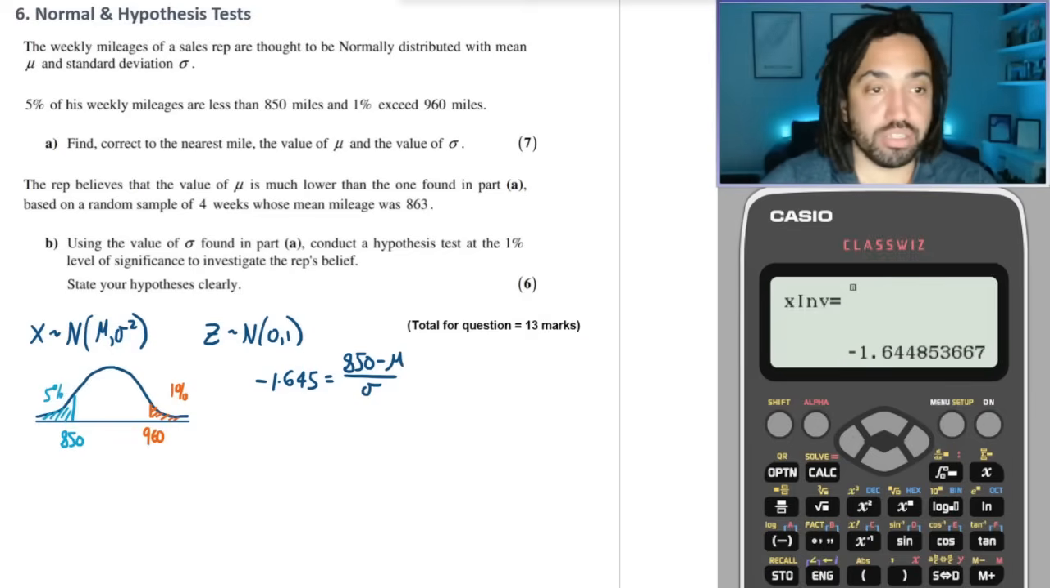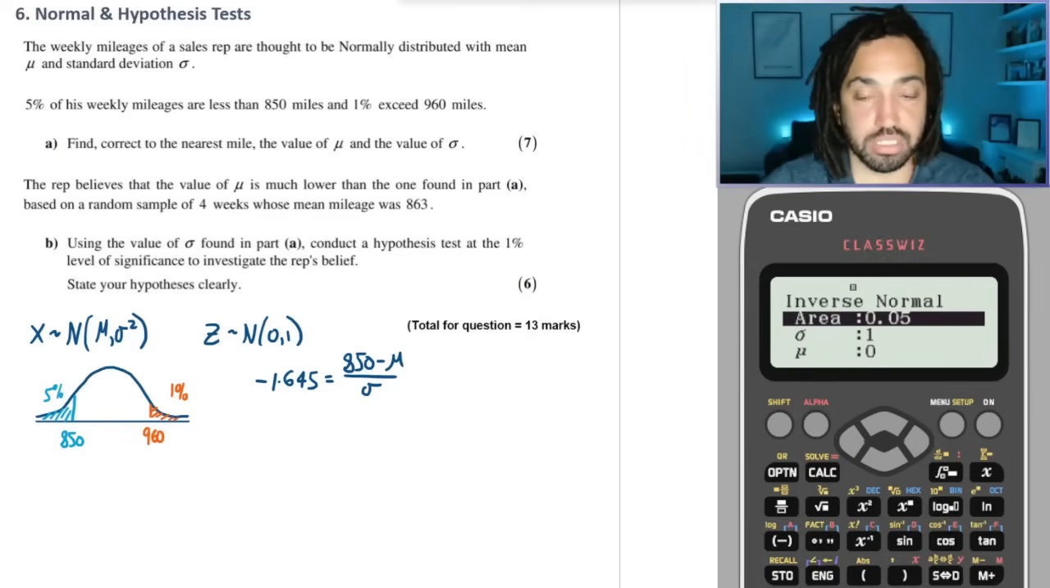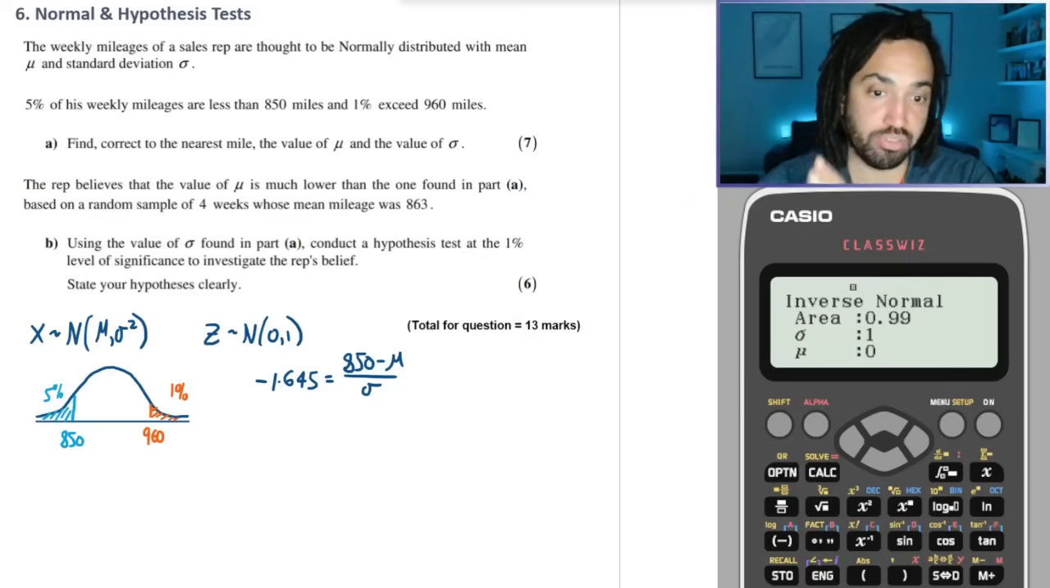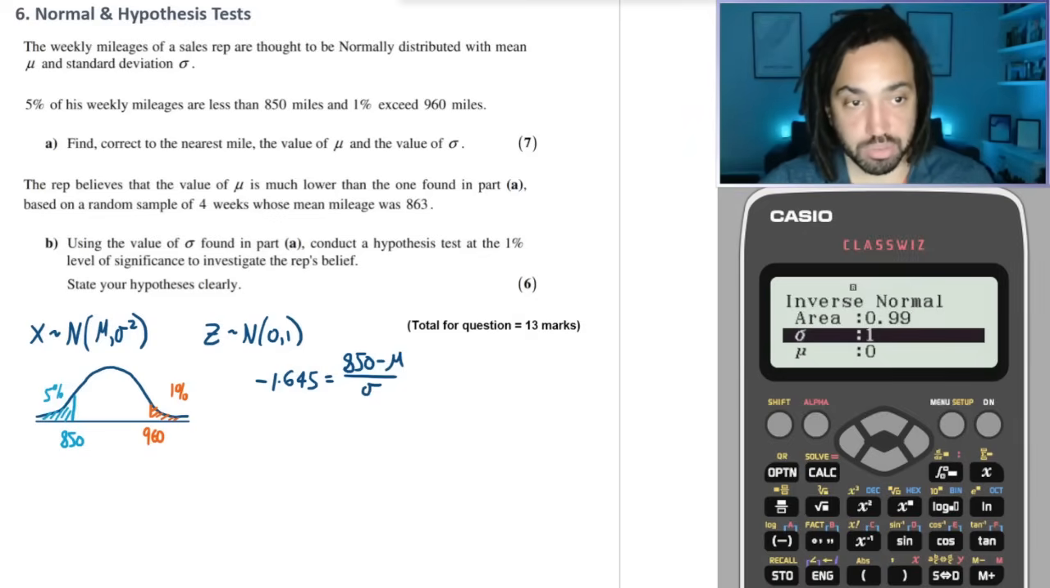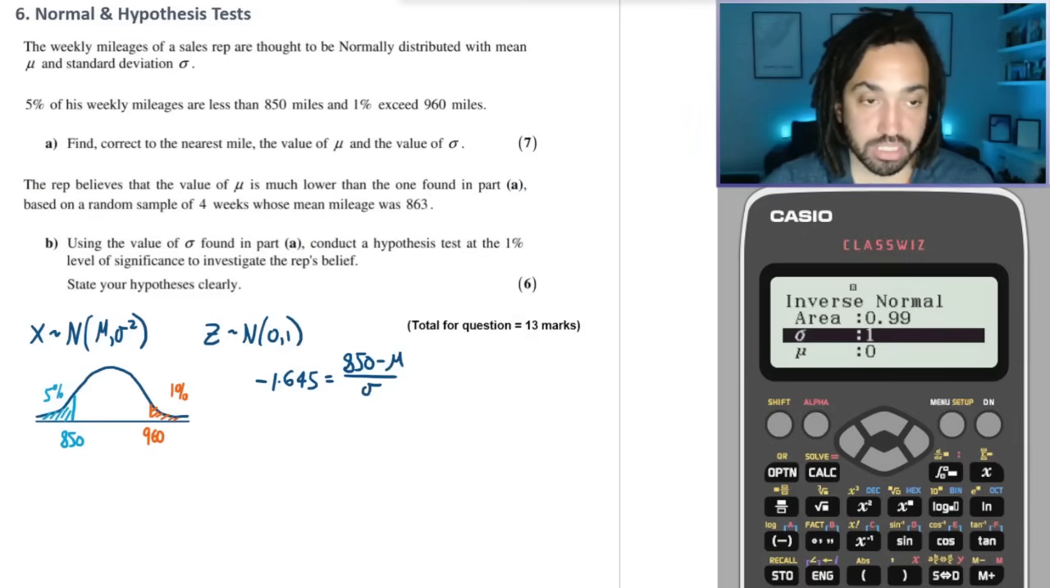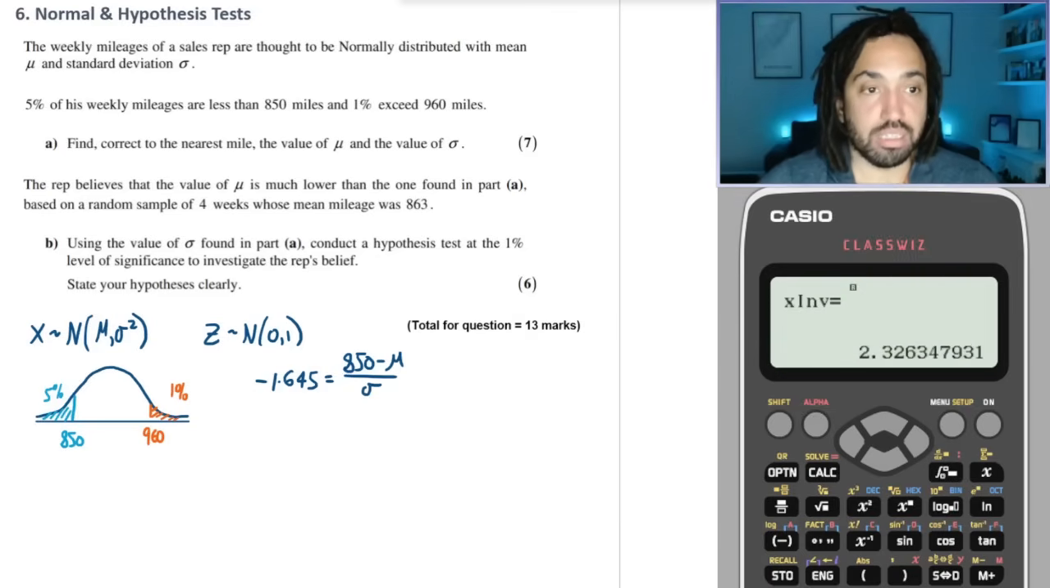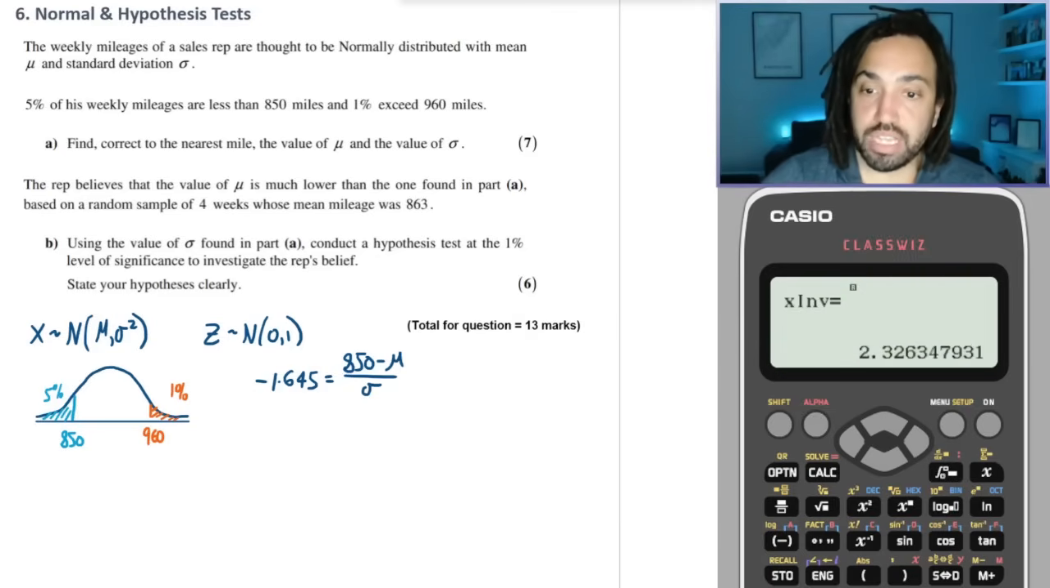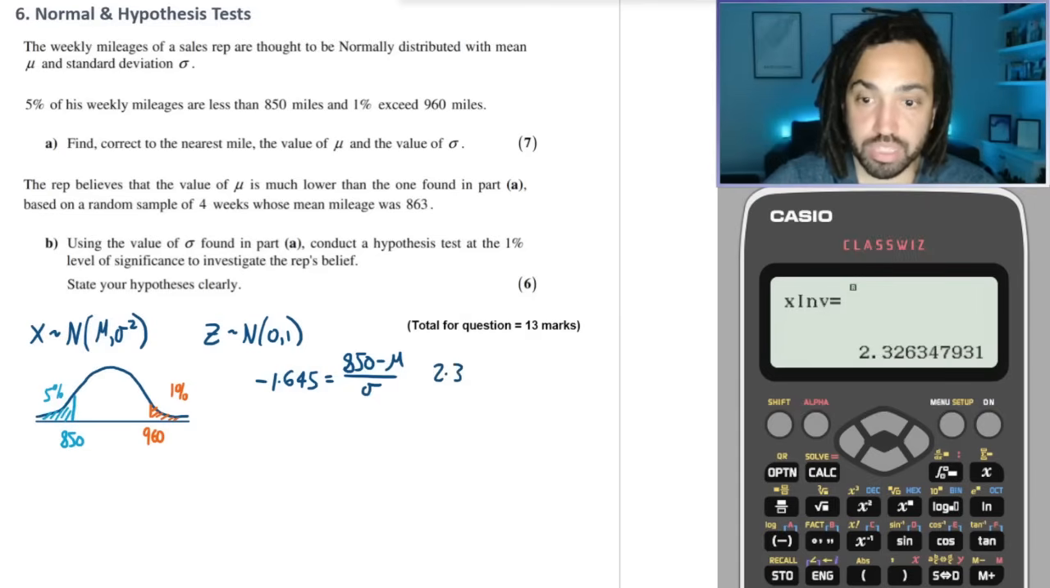Okay, so now I need to do a second equation. This time, the area to the left of the orange value is 99%. The inverse normal always gives you the area to the left, and in this case, because we've got 1% to the right, it's the same as 99% to the left. So that gives me my z value, which is 2.326, and that's equal to 960 minus mu over sigma.